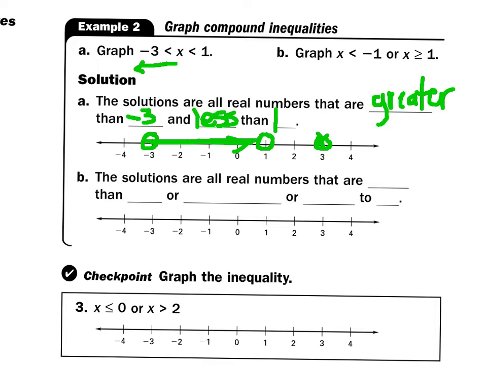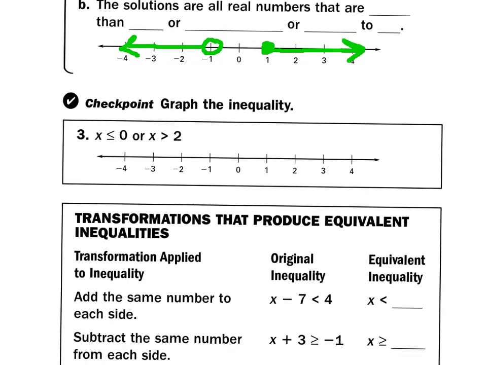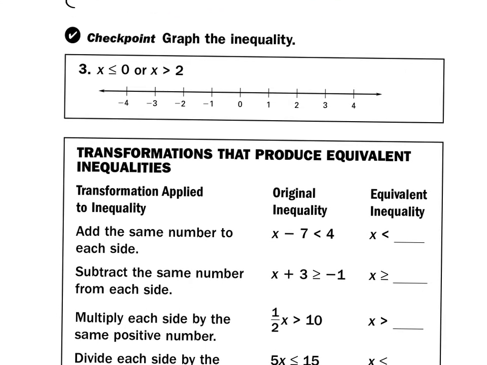On B, graph x is less than -1 or x is greater than or equal to 1. So x is less than -1. Make an open dot on -1 and go toward the less than side. And I'm going to make a closed dot, since we have a greater than or equal to, on 1 and go toward the greater than side. Okay, checkpoint. Graph that inequality.